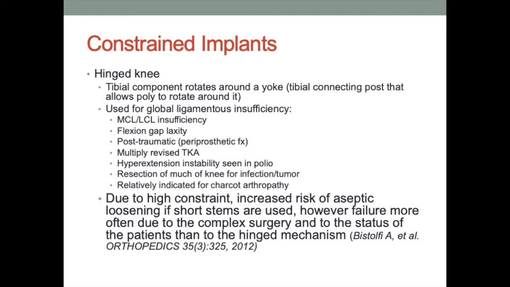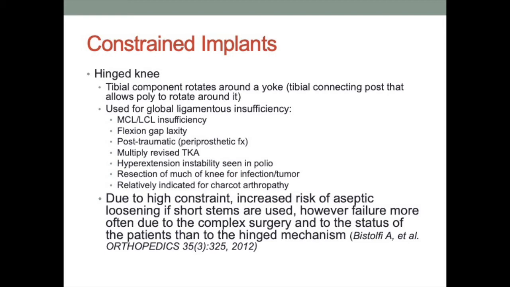These are used for global ligamentous insufficiency. So this is where your MCL and your LCL are insufficient, where you have severe flexion gap laxity, you have post-traumatic or a periprosthetic fracture, a multiply revised knee replacement, hyperextension instability, especially seen in polio or other neuromuscular disorders. And basically, if you have to resect too much of the knee to fill with a conventional polyethylene, you have to switch to a hinge, just because it bulks up the distal femur a lot more, and you can always go to a distal femur replacement if needed.